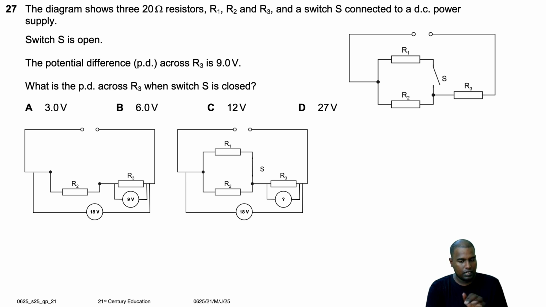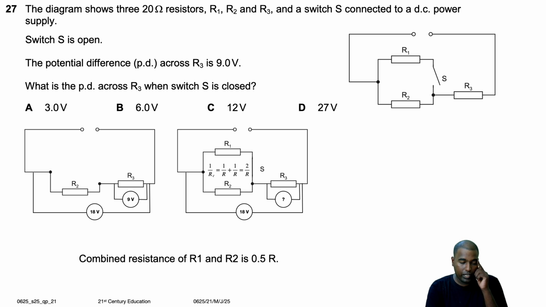Now let's work out the combination of R1, R2. Remember, both are the same resistance. When you connect two resistors in parallel, the total resistance will be half of the original resistance when they're equal. Or you can use this equation also: 1 by R equals 1 by R1 plus 1 by R2, which will be 2 by R. So this is 1 by combined resistance, so we have to invert it. The combined resistance of R1 and R2 is R by 2, which is 0.5 R. Now, R1 and R2 combined have a resistance of 0.5 R, and R3 has a resistance of just R.